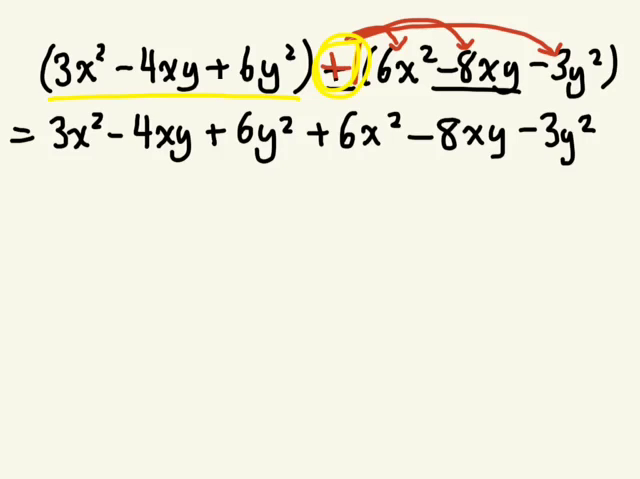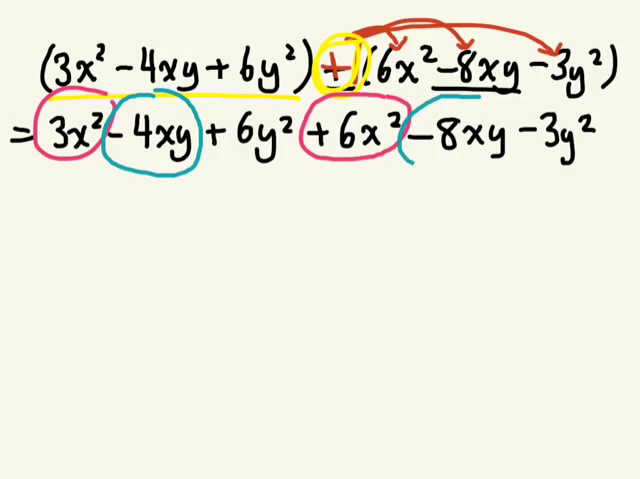Now we need to combine our like terms. So let's just start with the first term. I have a 3x squared. What can be put together with 3x squared? Positive 6x squared. Any other x squared terms? Nope. Second term. Negative 4xy, right? You have to include the sign. What goes with negative 4xy, Jemima? Negative 8xy. Good. Last term, Michael. Positive 6y squared, negative 3y squared. Good.